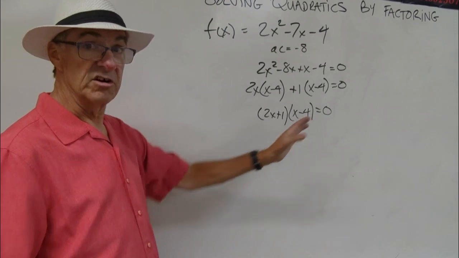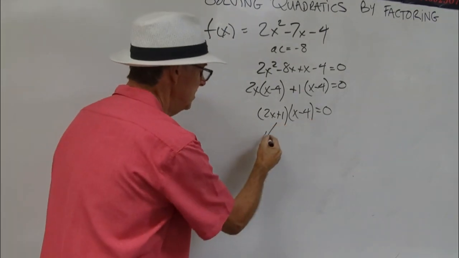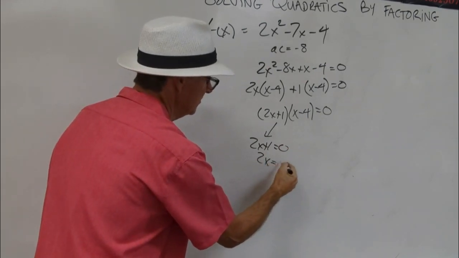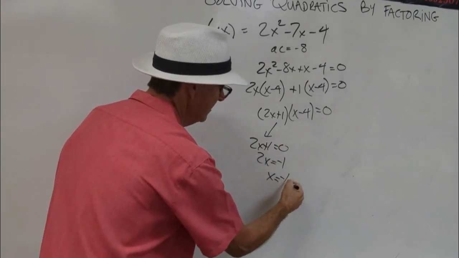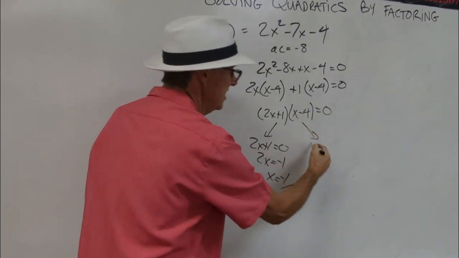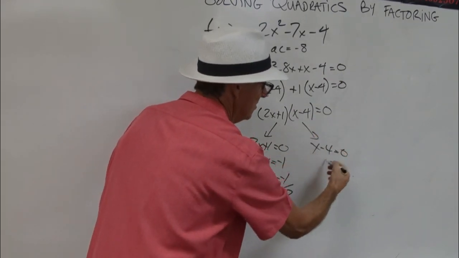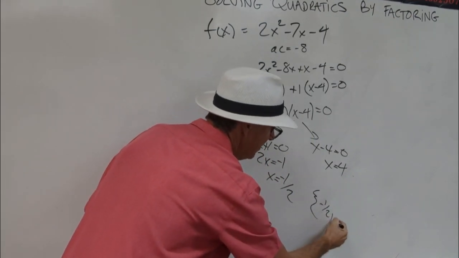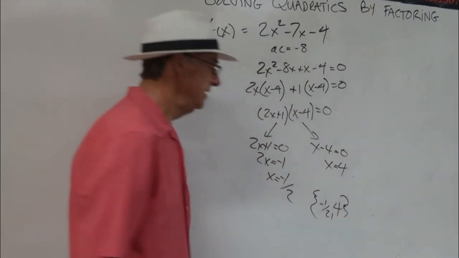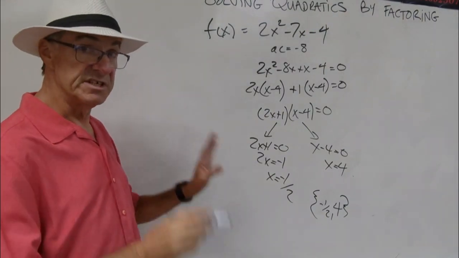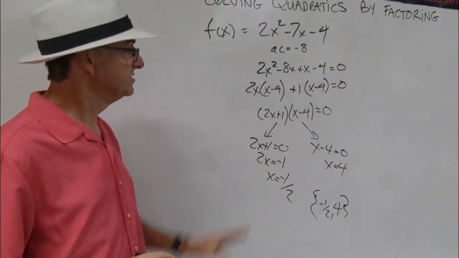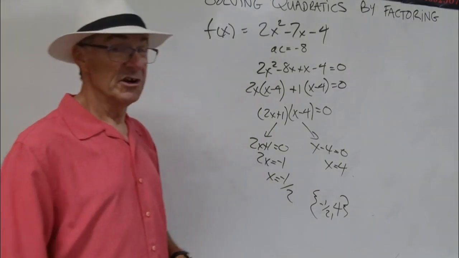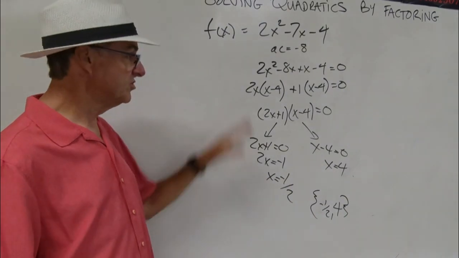Now I take each factor, I do my branch, set them equal to 0. 2x plus 1 equals 0, 2x equals -1, x equals -1/2. Branch this way, x minus 4 equals 0, x equals 4. My solutions are -1/2 and 4. Now you might be able to do this in fewer steps, and that's fine, but show your steps. If this was a 3-mark problem and you just went right to here, you're going to get 1 out of 3 marks. You need to show some work.